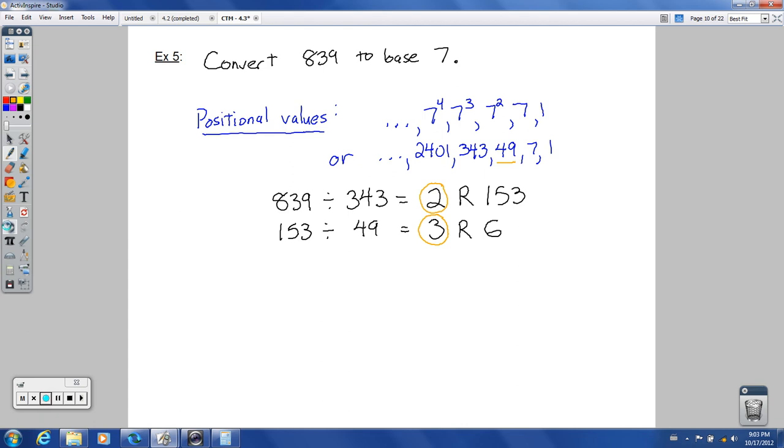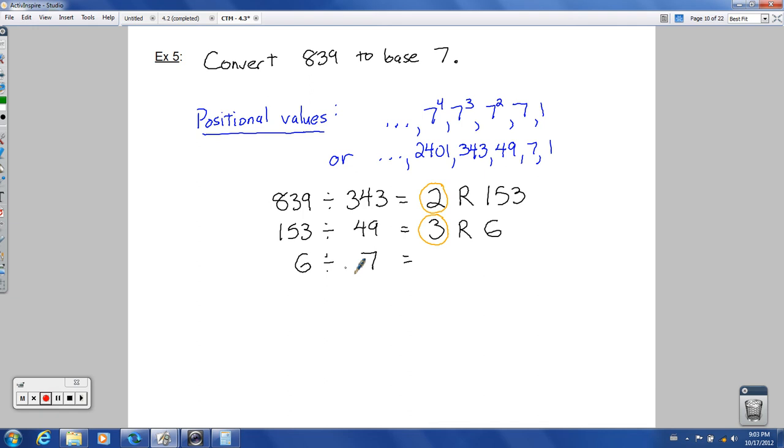So from there, let's keep going with that. Take my 6 and divide it by the next place value. Well, the next place value is 7. You still should write it down. So what's 6 divided by 7? Does that work? No. So it's 0. What's your remainder? 6. So you have 0 with a remainder of 6. So let's circle that. This is going to be my second place value. That's going to go in the sevens place, you might say, in base 7.